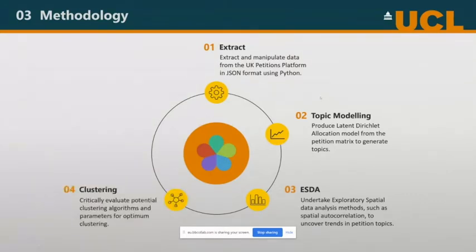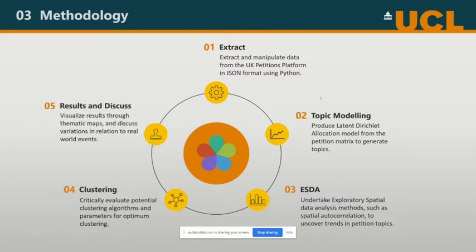Then I clustered these topics into specific classes to characterize the prevailing sentiment in each constituency, and within this clustering, did some critical evaluation of potential methods I could use. And finally, I visualized these results using thematic mapping and discussed the variations, as I alluded to earlier on.